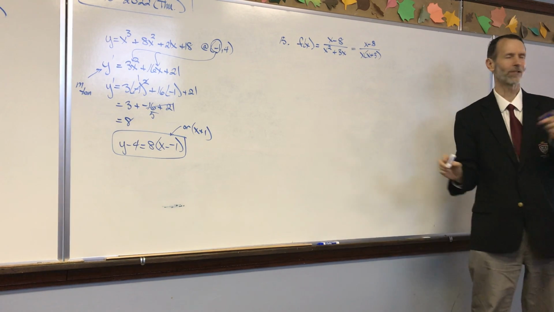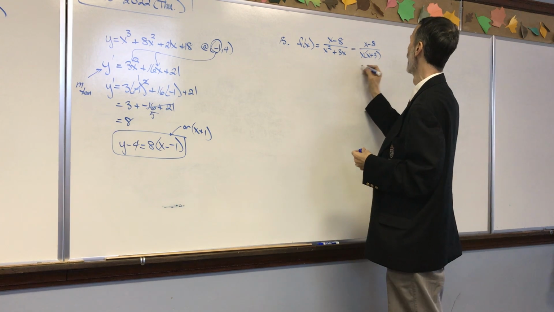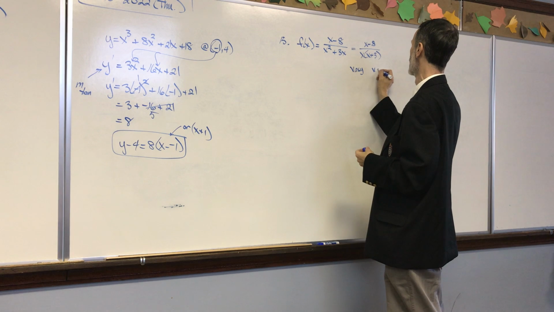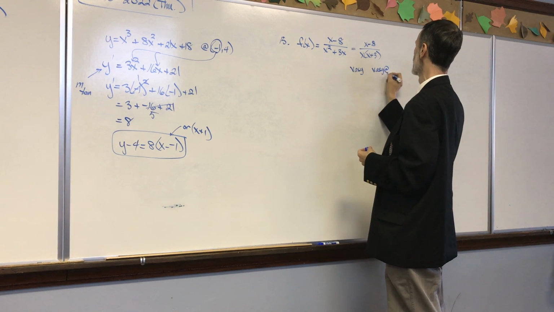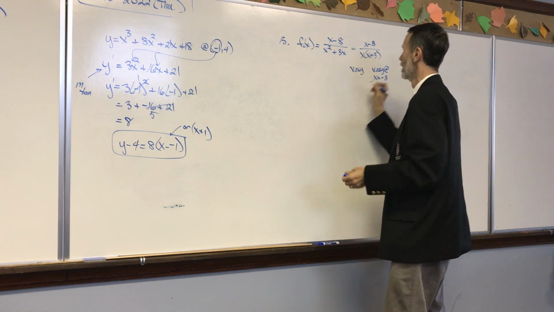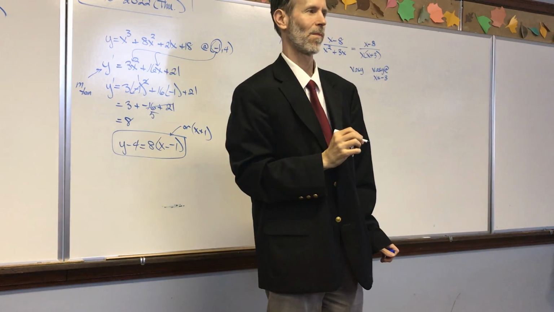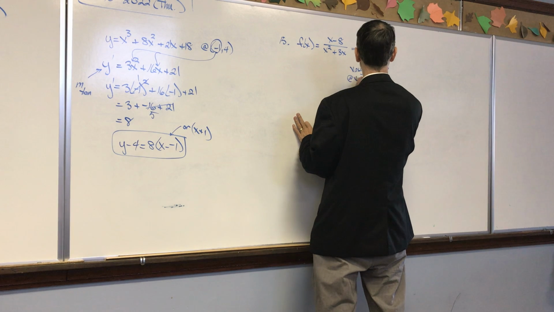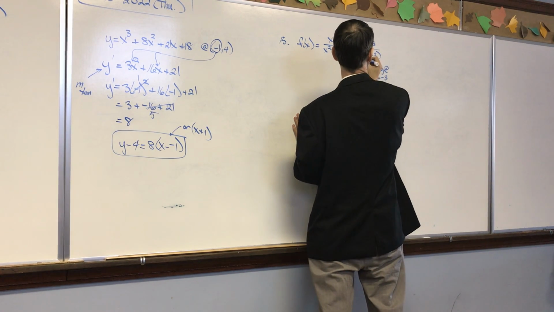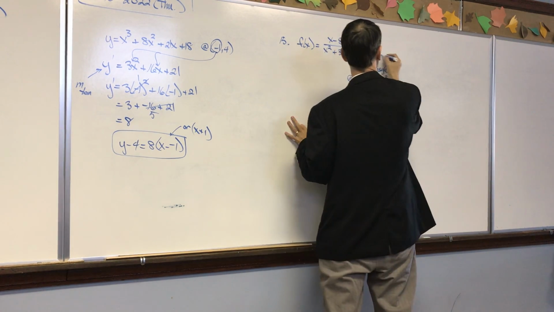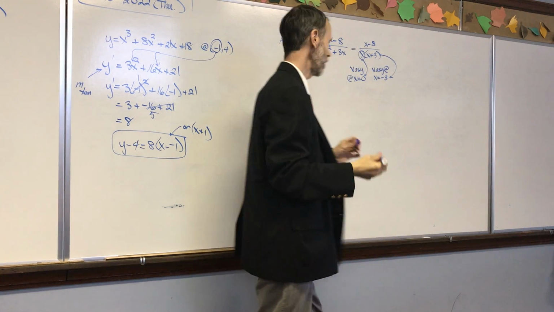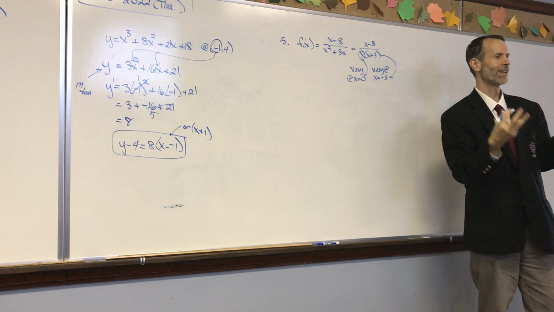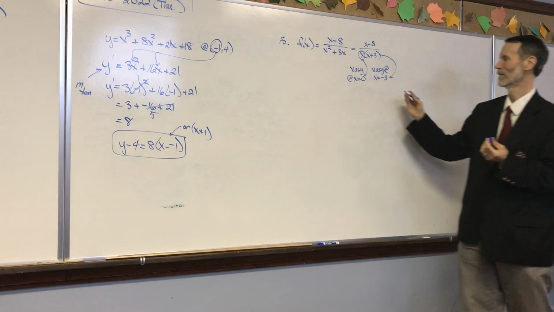So, what sort of discontinuities are you seeing? Vertical asymptote at x equals negative 3. And there's another one, x equals 0. So if the graph blows up at 0 and blows up at negative 3, where does it exist? Where does it not blow up? Give me interval notation.